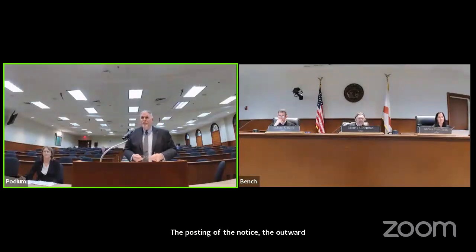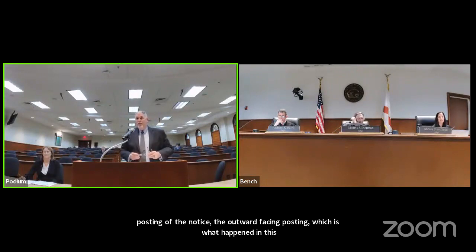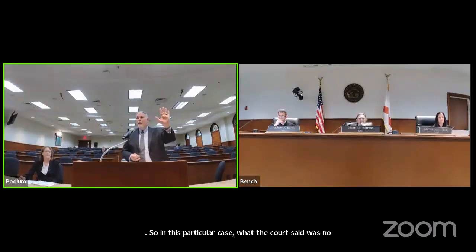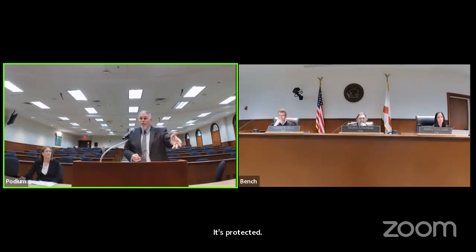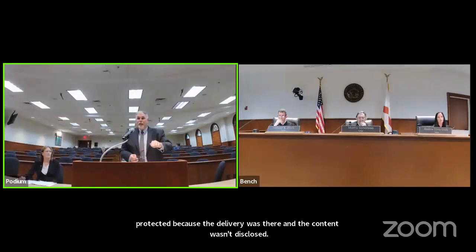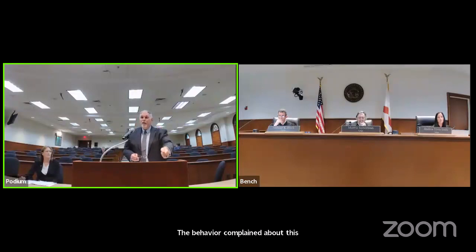And you're saying that violates 559. Correct. So in this particular case, what the court said was, no, you're required to post the notice face out, open and obvious. You can have protected behavior in that you actually delivered the notice. It's protected. Same as you have in Echeverria, where they delivered the foreclosure notices by mail. But that was protected because the delivery was there and the content wasn't disclosed. The behavior complained about in this case is not the delivery. It is the disclosure of the confidential information.